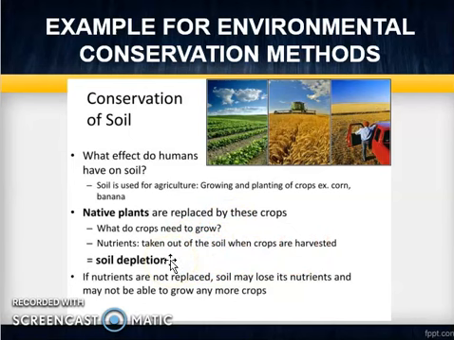Soil becomes deficient when crops take out the nutrients that are present in the soil. So if nutrients are not replaced, soil may lose its nutrients and may not be able to grow any more crops.